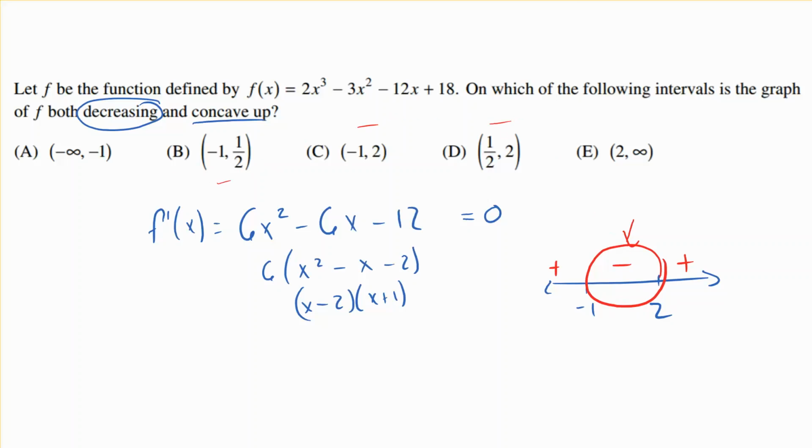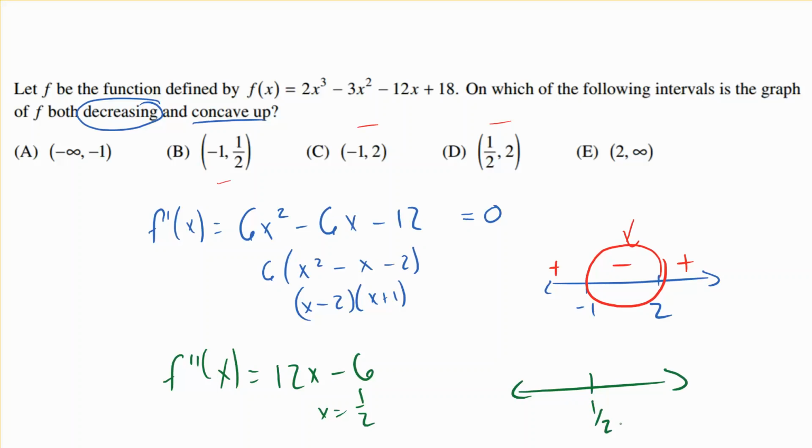So then we definitely got to look at the next derivative and see where it is concave up. F double prime of x is 12x minus 6. X equals 1/2. So let's take a look at the second derivative test. If I put in 0 here, I get a negative number. And if I put in any number larger than 1/2, I get a positive number. So it's concave up from 1/2 to infinity. So therefore, 1/2 is somewhere in here. It's concave up and decreasing from 1/2 to 2.